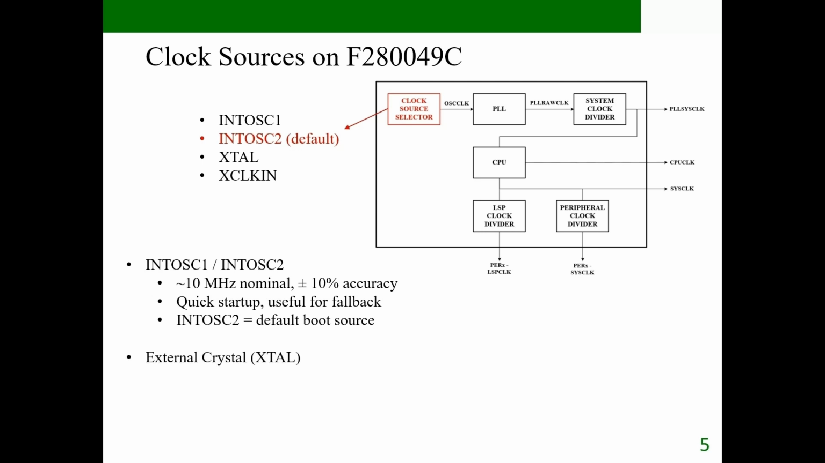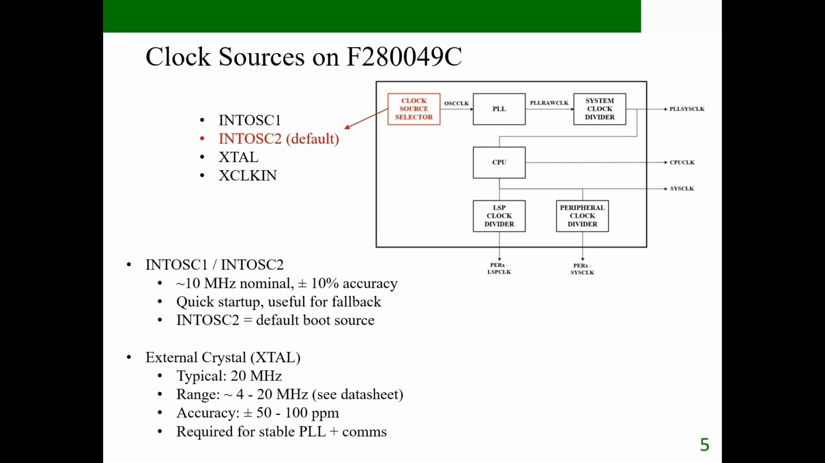External crystal oscillator. This is the most common choice for stable operation. It is connected to the X1 and X2 pins. On the LaunchPad, you will typically find a 20 MHz crystal. The supported frequency range is about 4 MHz to 20 MHz, which you can confirm in the datasheet. Compared to the internal oscillators, the crystal is far more accurate, typically plus or minus 50 to plus or minus 100 ppm, depending on the quality. That level of accuracy makes it essential for communication peripherals and for running the PLL reliably.